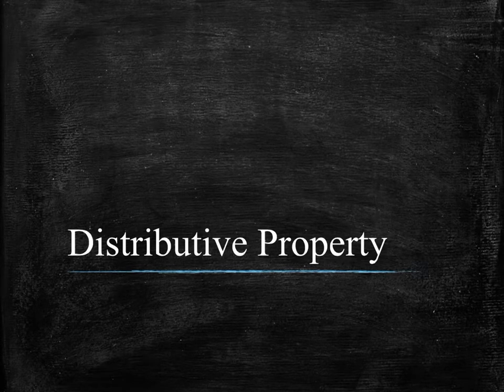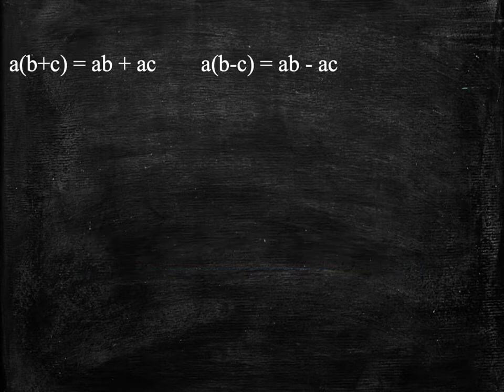Alright, today we're going to talk about the distributive property. So we've talked about some properties in the past, like the commutative property, associative property, identity property. Now we're going to talk about the distributive property. This is what the distributive property tells us.